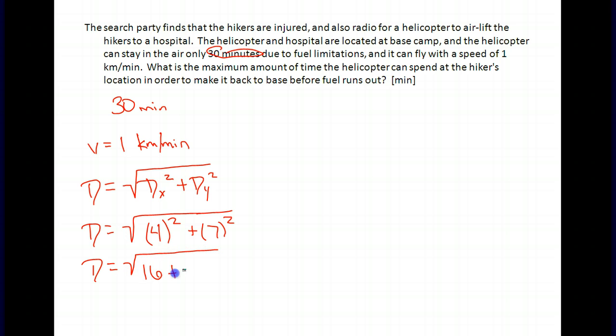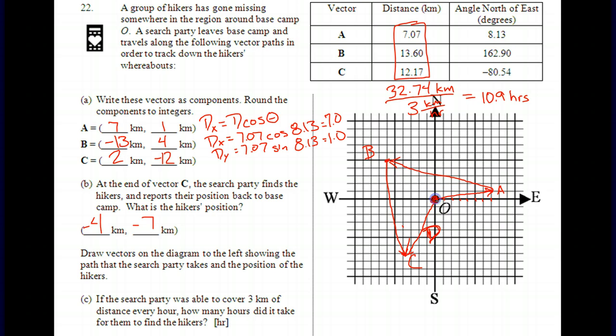So that's really 16 plus 49. And when we do 16 plus 49, what do we come up with? 65. And the square root of 65 is? Okay, so we get 8.06. So it is that far from the origin. If I back up, it's that far from the base camp out to where they found the hikers here at C.